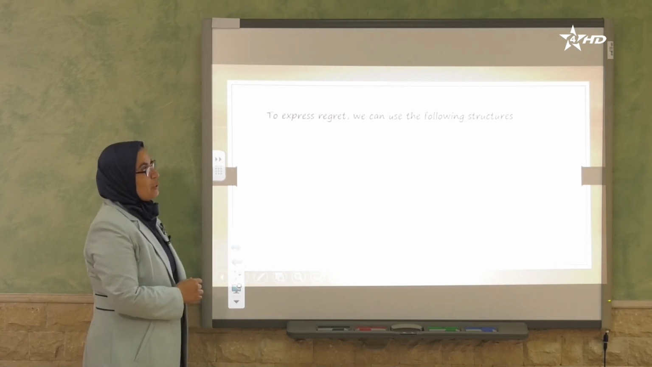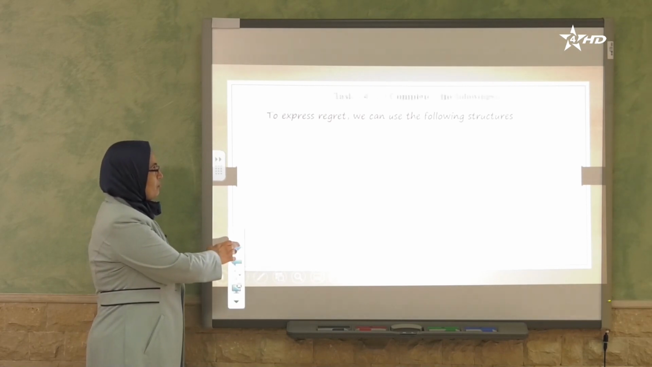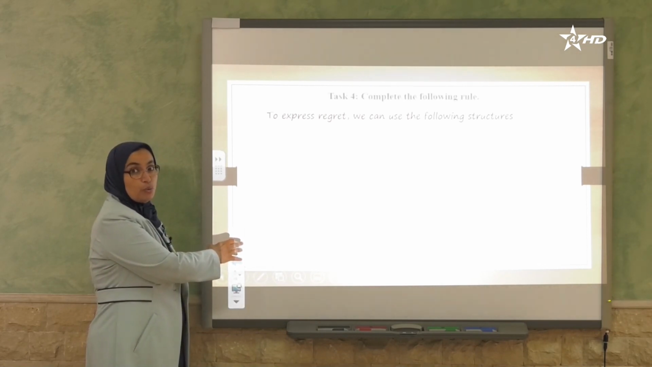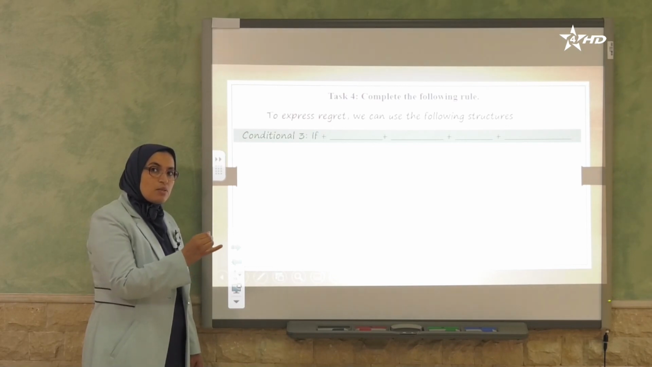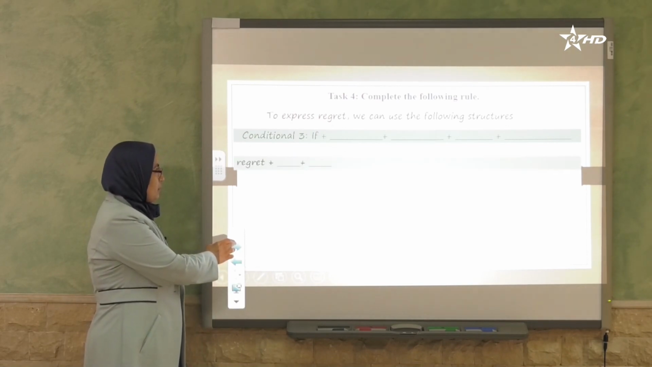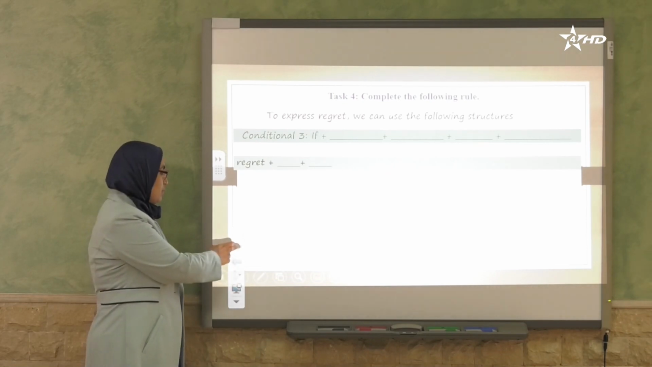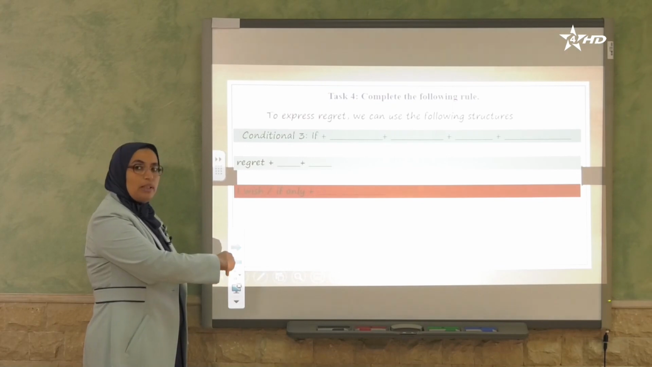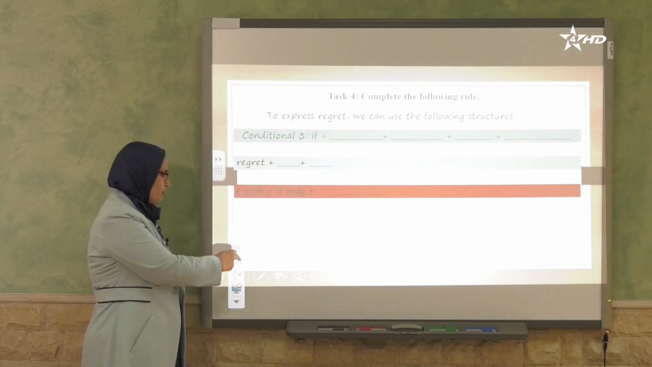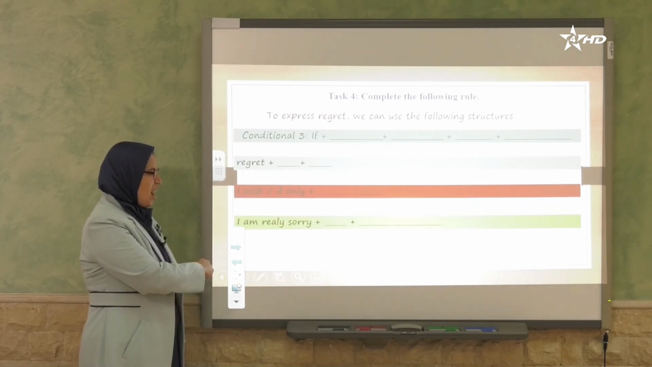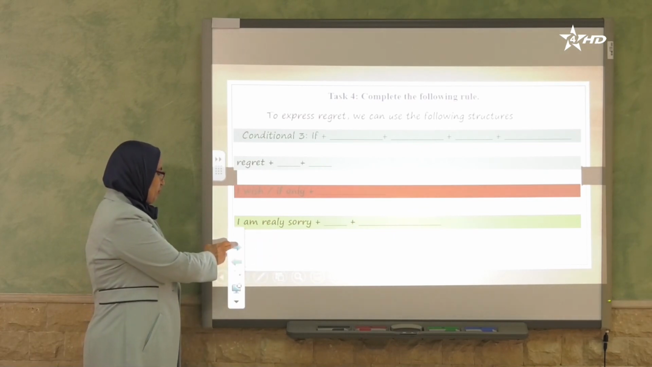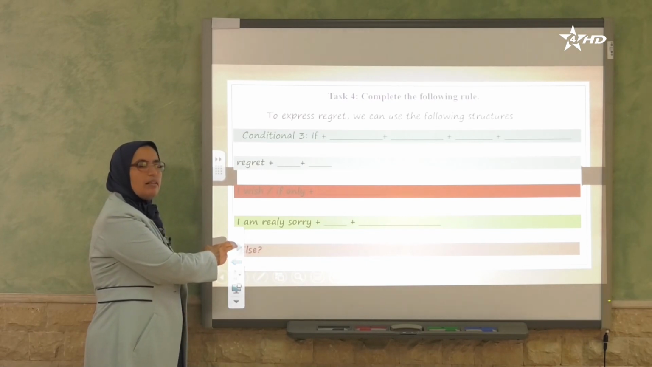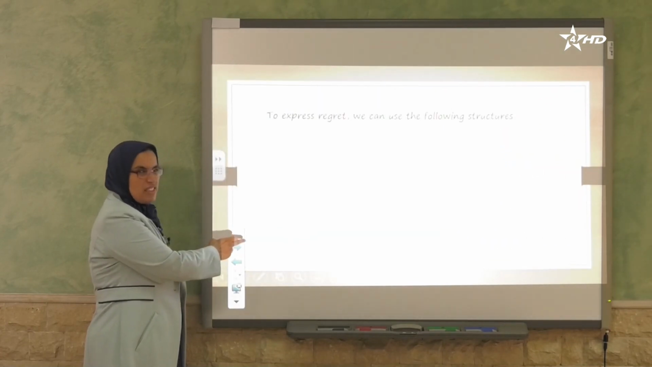Now, to express regret, we can use the following structures. Complete the following rule. Conditional type 3, if plus what, plus what? Regret plus what? I wish, or if only, plus what? Do you remember from the text? There is a mistake here, sorry. And any other structure? I should fix this mistake of I'm really sorry.